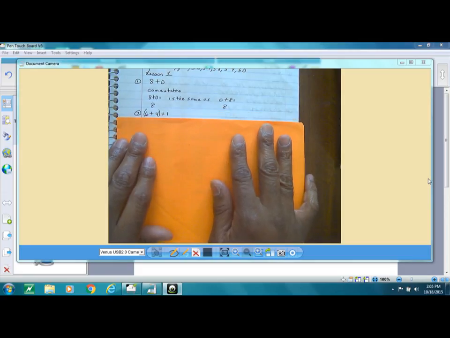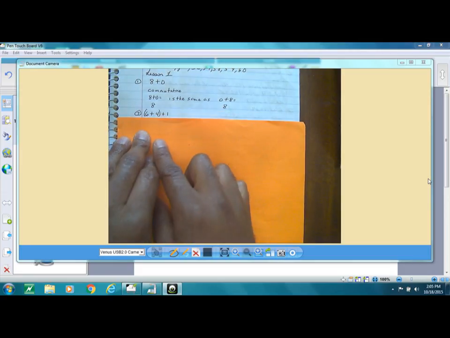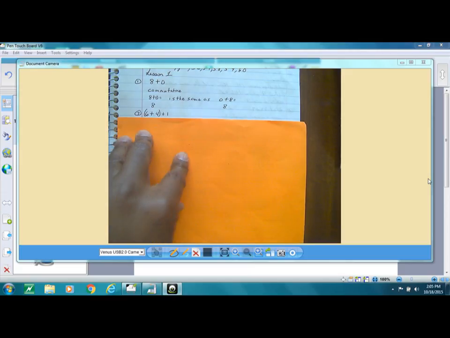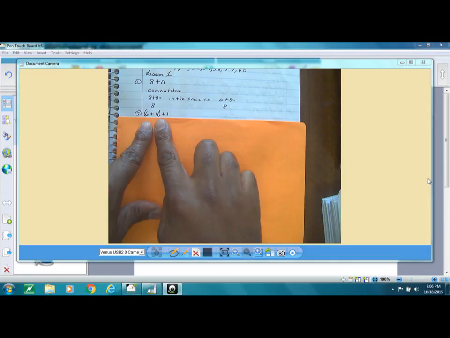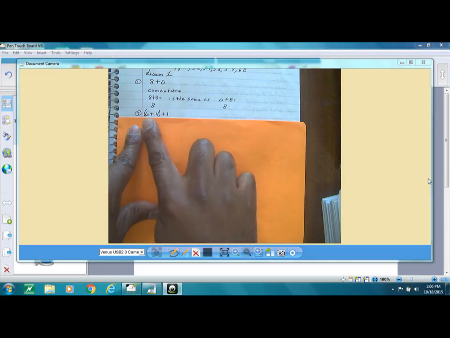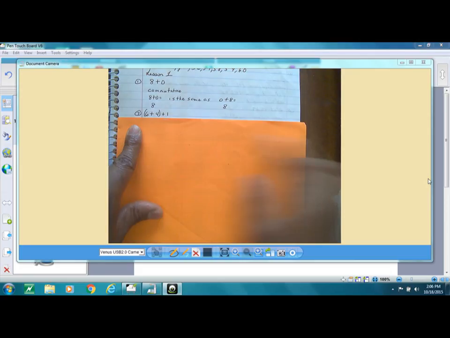I skipped down to number 7. For number 7, they say find each sum. Use the associative property of addition to write another addition fact. The associative property means that if it's an addition problem, it does not matter how you group these numbers. When you add them, the sum will be the same.